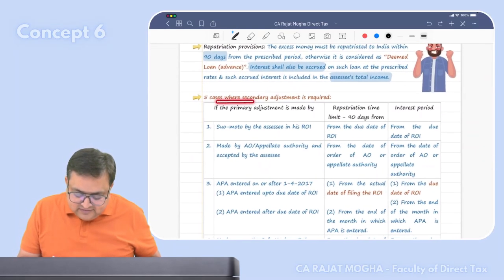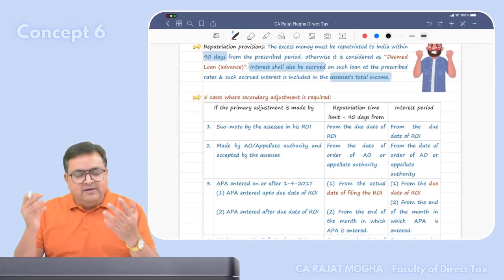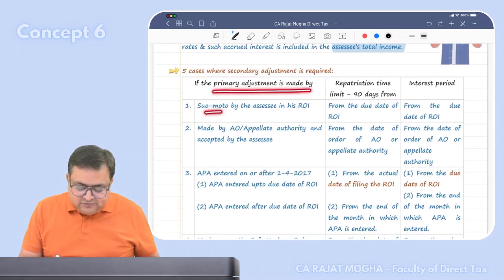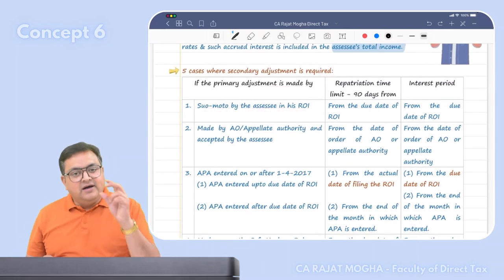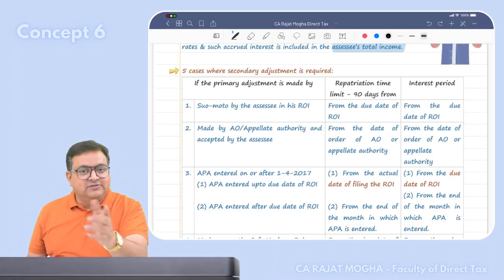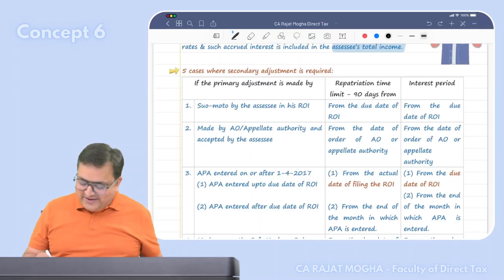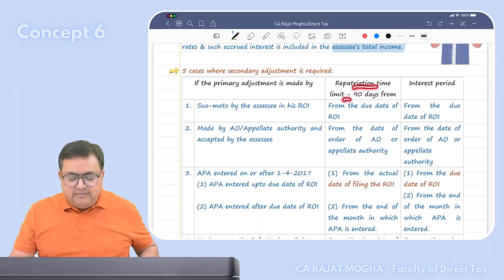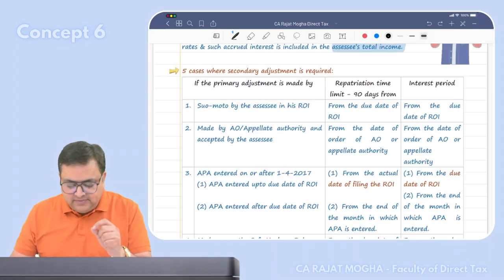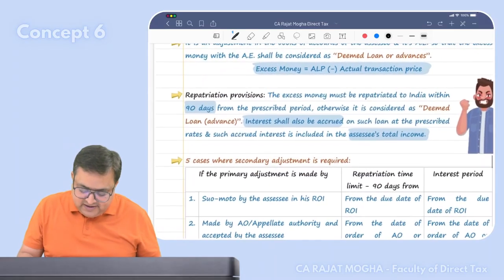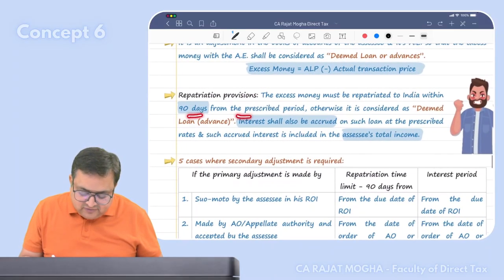See, cases where secondary adjustment is required. There are 5 cases. So just understand one by one with logic. Okay. So if the primary adjustment is made suo motu by the assessee in his ROI, the assessee himself is making his ROI. Why? His chartered accountant told him that, boss, it is not 10 crore, it is 12 crore. Okay. So his chartered accountant told him. So what he did is, the repatriation time limit: you have to bring this money within 90 days from the prescribed date.